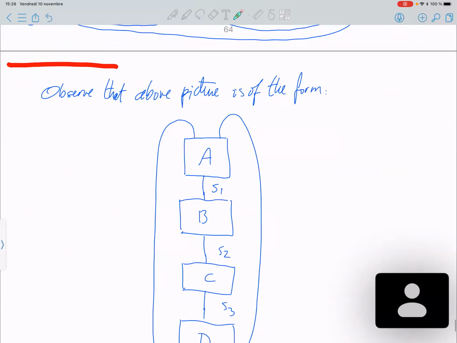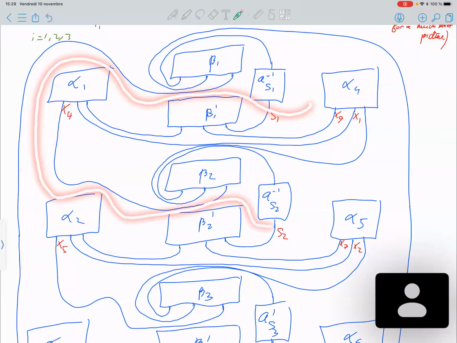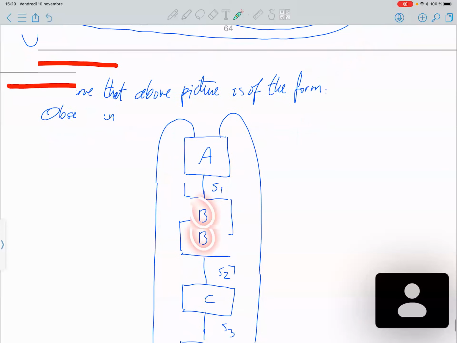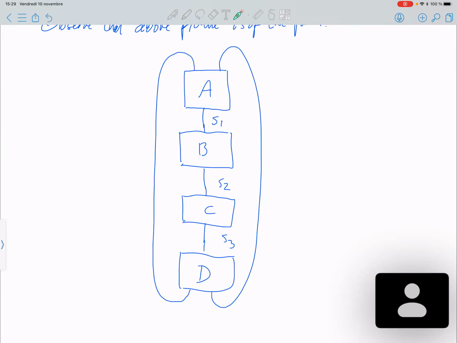Similarly, B is everything which is between S1 and S2. So like that, like that, like that. This is B. You have S1, S2, and you see there is nothing crossing this area. So this is really B, except S1 and S2. And etc. You have C, D. So you have this shape, but this shape now is very easy to cut.